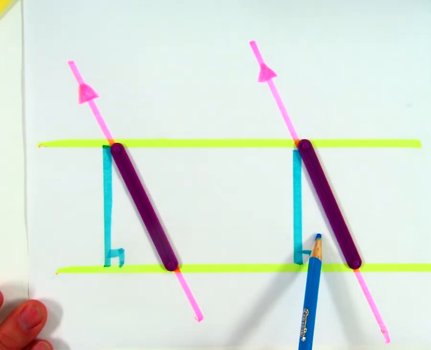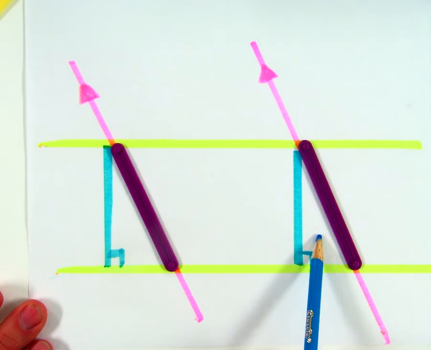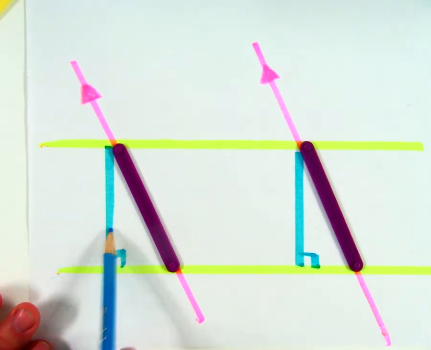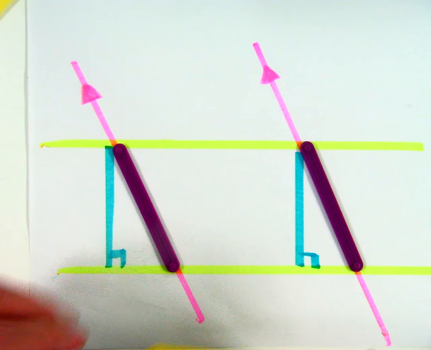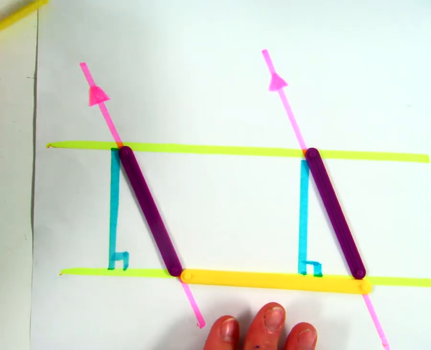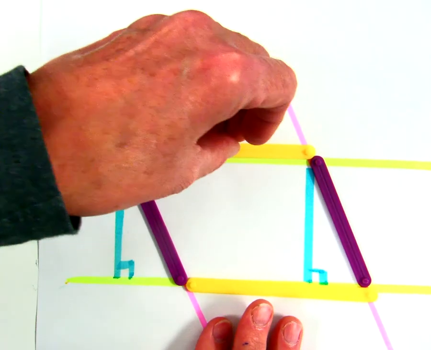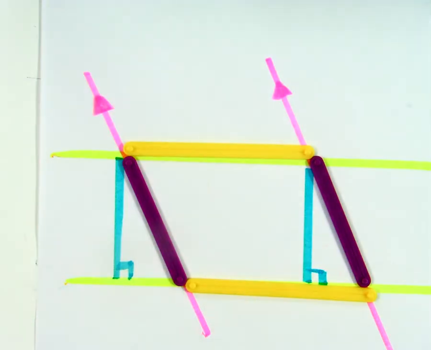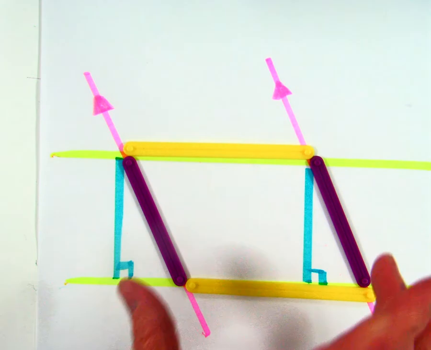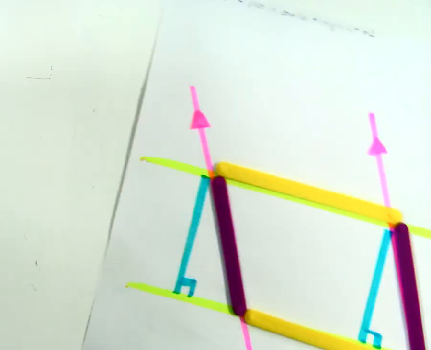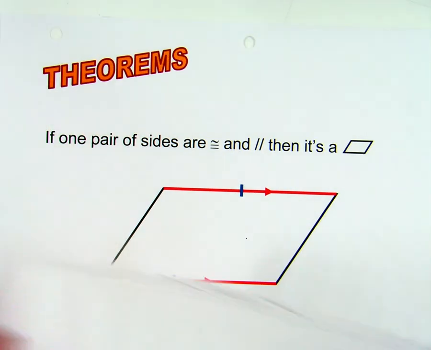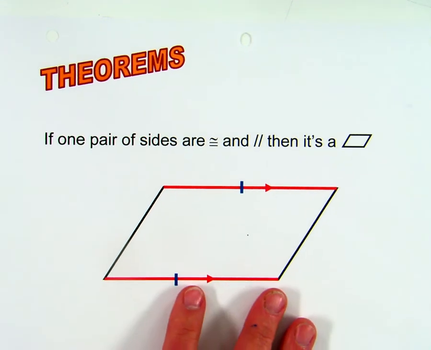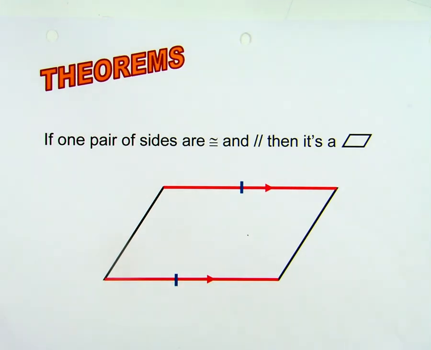Therefore, since corresponding parts of congruent triangles are congruent, the blue is the same as the blue, which means they are indeed the same distance apart, so that when I connect them, the yellow lines, being the same distance apart, will be parallel. And now I have the purples are parallel, the yellows are parallel. It is a parallelogram. Here's the theorem: if one pair of sides are congruent and parallel, then it's a parallelogram.